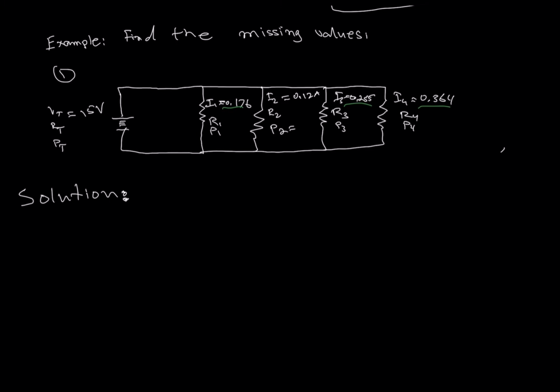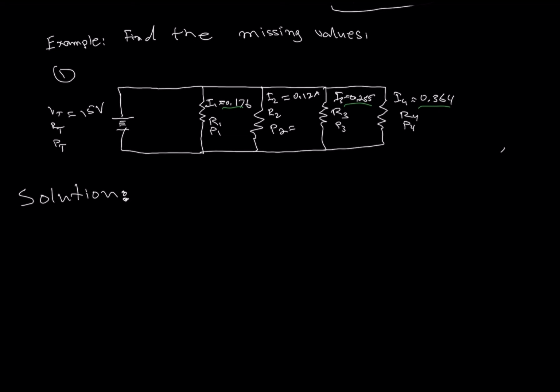Let's move on to the next example. The next example says find the missing values. I1 is given, I2 is given, I3 is given, and I4 is given, and total voltage is given, and nothing else is given here. So we will have to find R1, R2, R3, R4, and RT, also P1, P2, P3, and P4, and also total power.